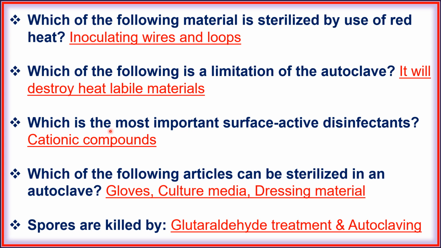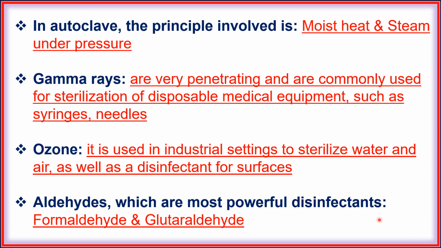Next, which is the most important surface active disinfectant? That is cationic compounds. Next, which of the following articles can be sterilized in an autoclave? That is gloves, culture media and dressing materials. Next, spores are killed by glutaraldehyde treatment and autoclaving. Next, in autoclave, the principle involved is moist heat and steam under pressure.